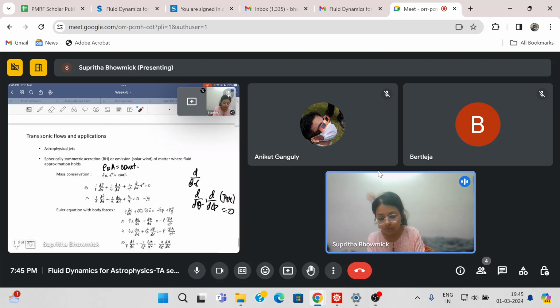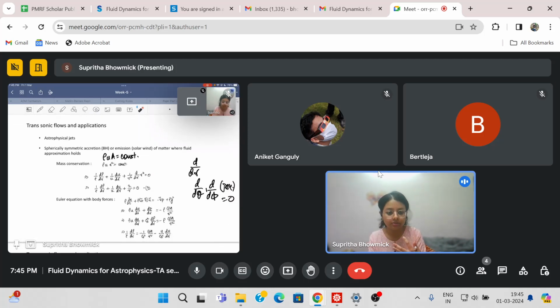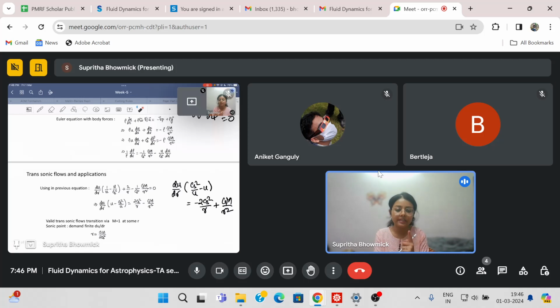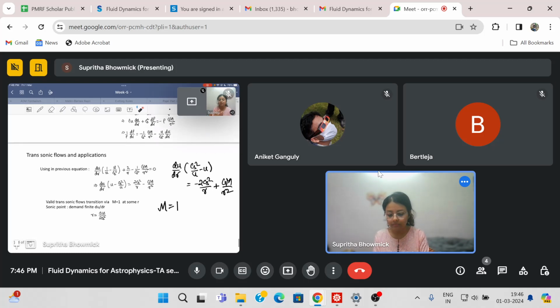Okay. So what we wanted to do was look at transonic flow solutions of this accretion or emission. And transonic solutions will always pass through Mach number one flow conditions. That's what transonic means, because you need to have a smooth transition, and if you need a smooth transition, at some point you will cross Mach equals one, at some value of r.